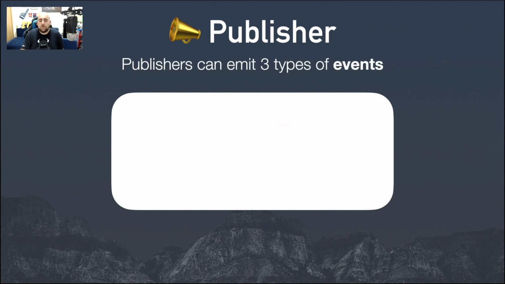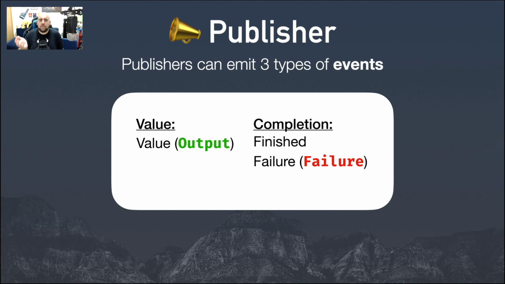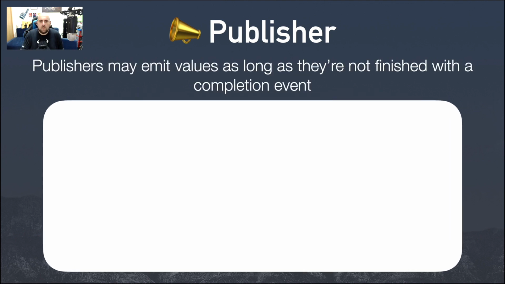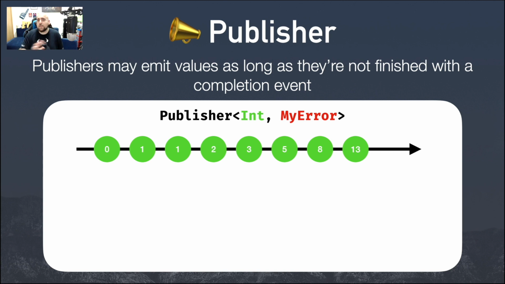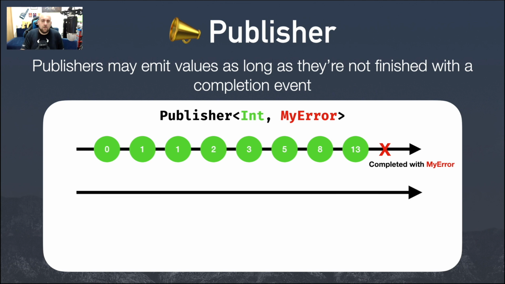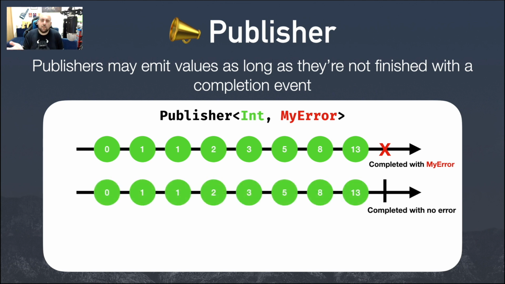We have 3 types of events that a publisher can emit to these subscribers or consumers. A value event and 2 completion events. Either finished, that means that the publisher finished without any issues, or a failure event, which means the publisher finished but something went wrong and we need to deal with it. So a publisher may emit as many values as it wishes, basically infinitely, until there is some sort of completion event. So for example, here we complete with a my error or with a regular completion event.